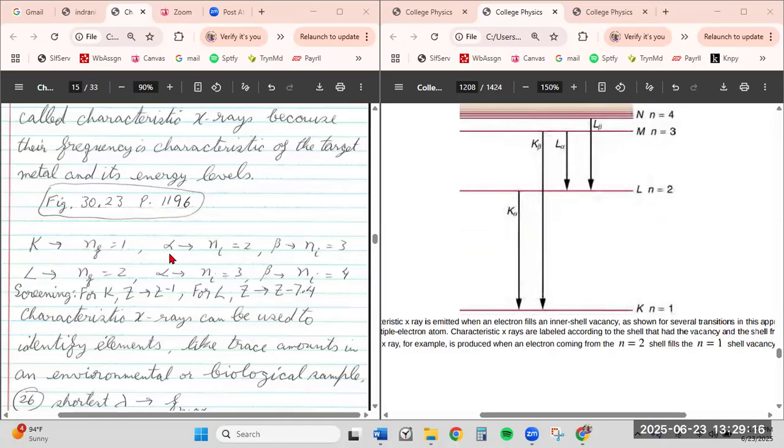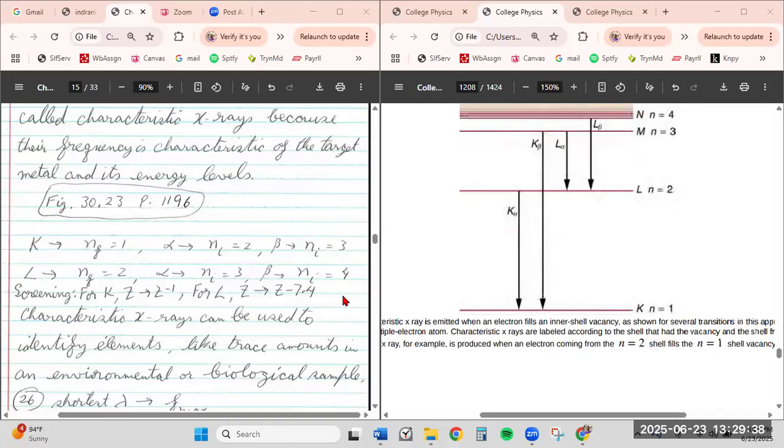Within the K series, alpha corresponds to Ni being 2 and beta corresponds to Ni being 3. In the L series, the final state is n equals 2, and then alpha means Ni is 3, and beta means Ni is 4.